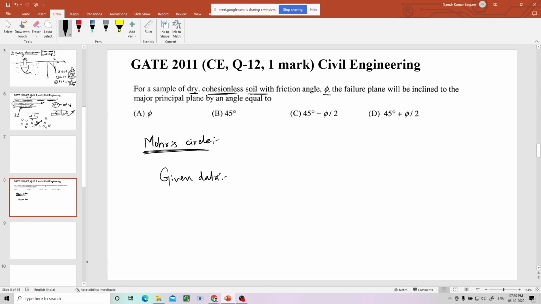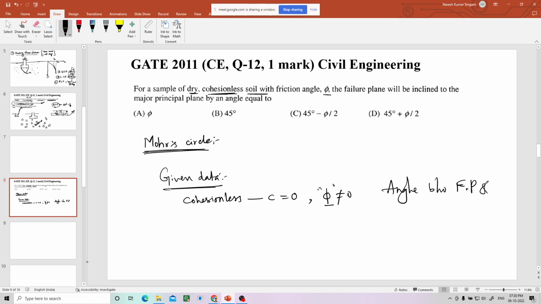Given data: cohesionless soil, that means cohesion will be 0 and phi is given. Phi is not equal to 0. Whenever you take a sample of cohesionless soil and apply load, the failure plane will be inclined to the major principal plane by an angle equal to. You should find out the angle between the failure plane and the major principal plane.